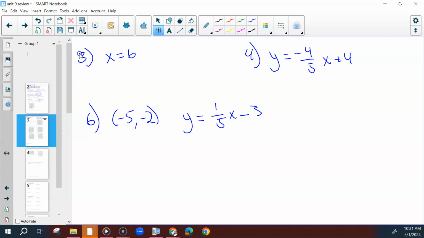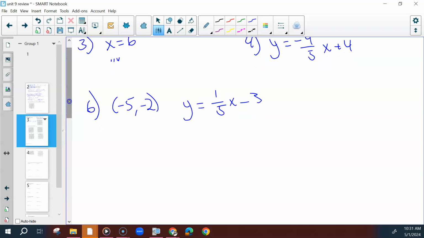For number 3 and 4, you're writing an equation that is perpendicular to what's given, so that's based on the slopes. For number 3, you have to know that this slope is undefined. The opposite of that would be 0. So y equals 6, and in short, you put y equals 6. It could be y equals any number.